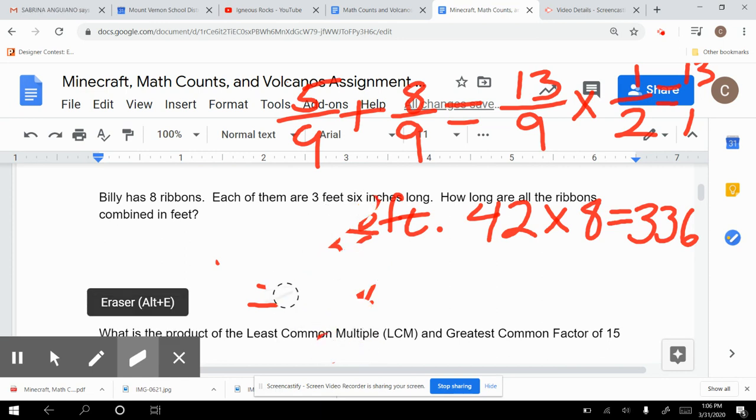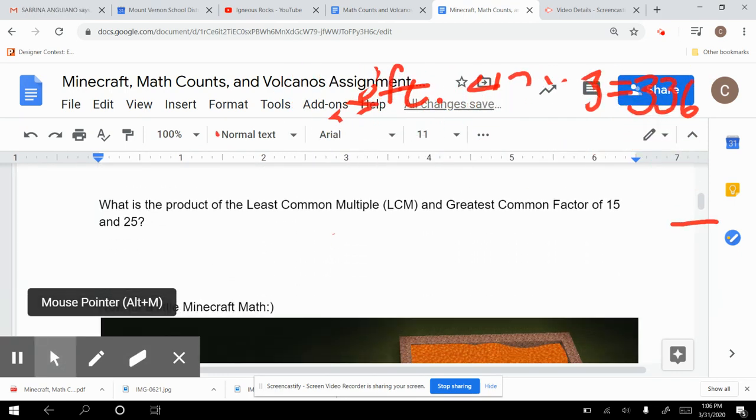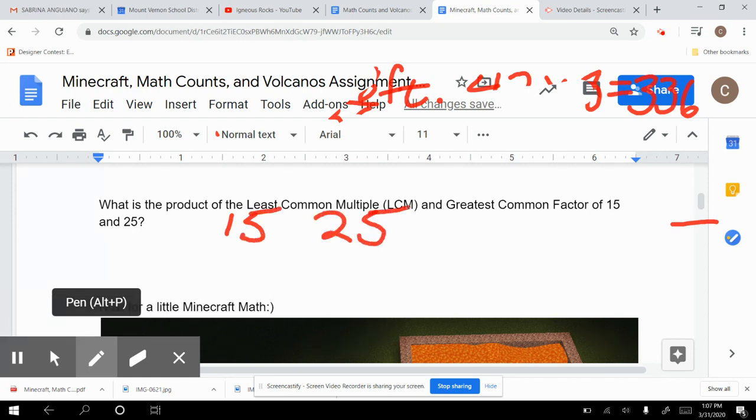Erase this a bit, and we'll move on to the next one. This one looks a lot like one that we had from Friday. So let's take a look at what is the product of the least common multiple and greatest common factor of 15 and 25. So let's take a look at 15 and 25. The LCM, or the least common multiple, is the smallest number that both of them can go into evenly. So you could sit here and do count bys until you find one that matches.